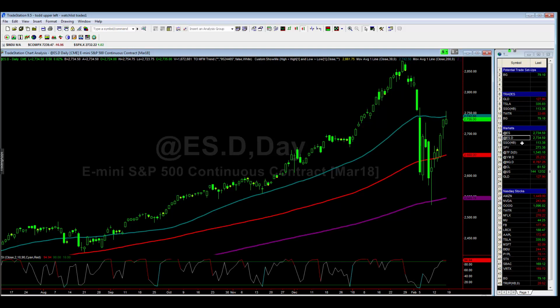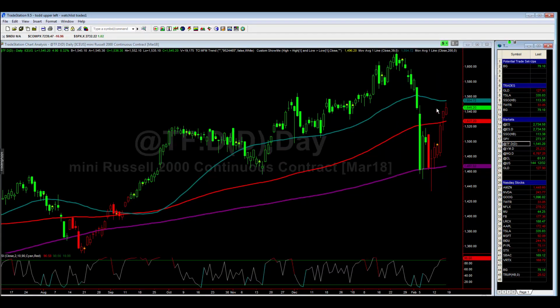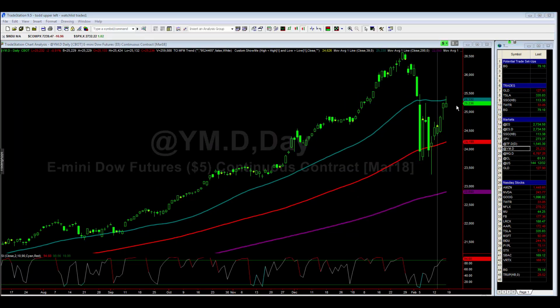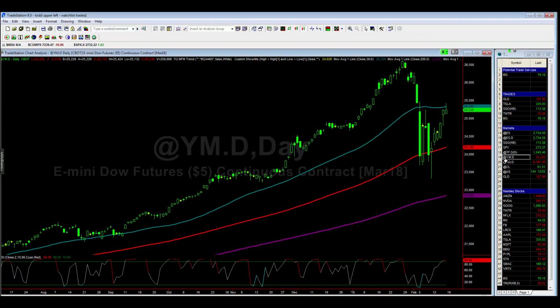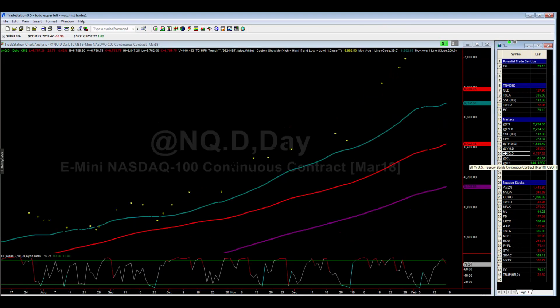Let's take a look at the other indexes. Let's look at the Russell. It closed a little higher in the range. The Dow, just like the S&Ps, closed in the lower half, lower third. And let's look at the NASDAQ. I don't know what's wrong with this, but okay. So again, that's what I'm looking for.